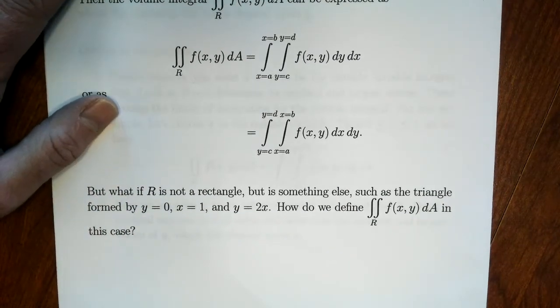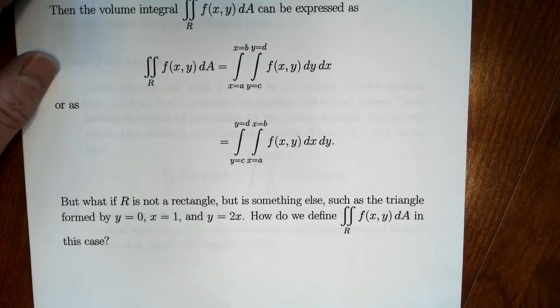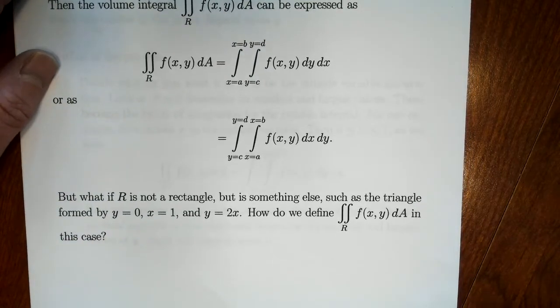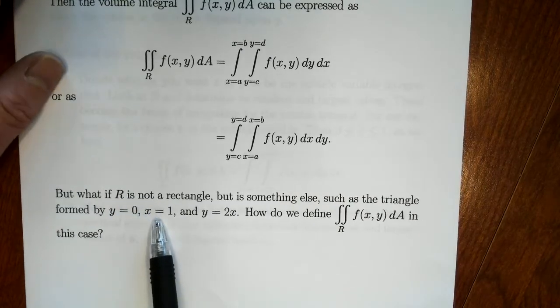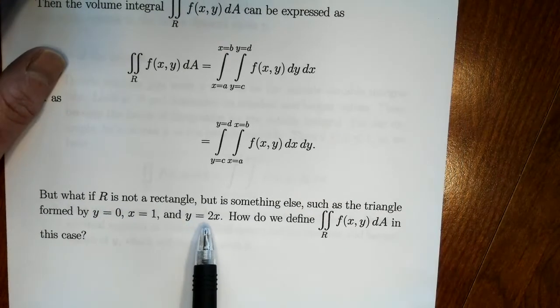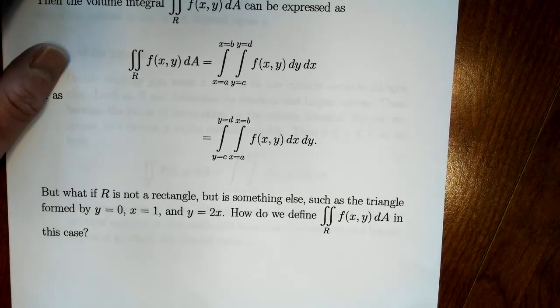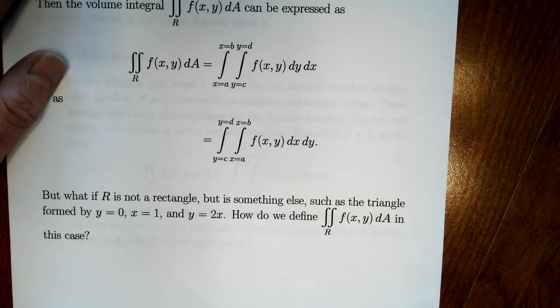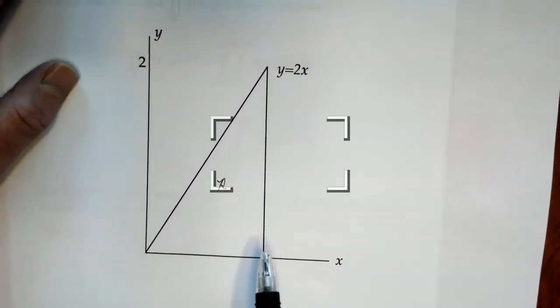But what if the region R is not a rectangle, but maybe it's something like a triangle? And so for the next few minutes, we'll look at a situation where we have a triangle bounded by y equals 0, x equals 1, and y equals 2x. We want to know how to compute the volume integral in this case. So the picture is going to look like this.